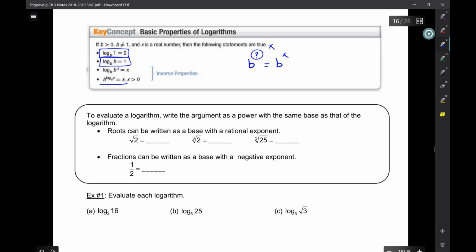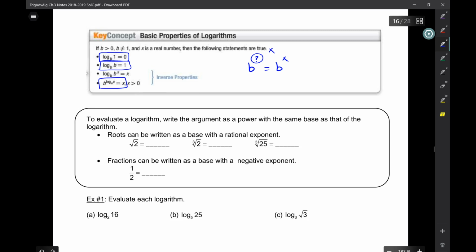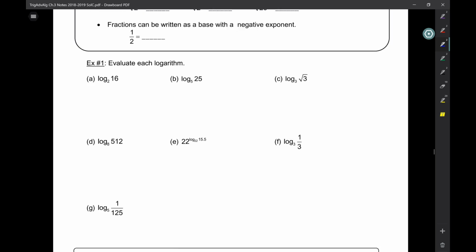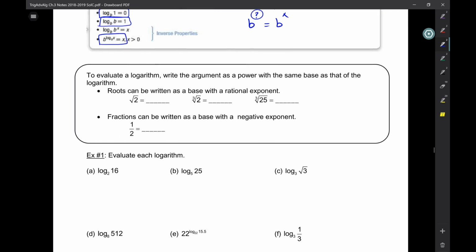So take a look at this here. B to the power of log B of x is just x. So just remember that log B is x, and then B to the log B will also go away and you have x. Okay, let's do some practice with these exponents right now.